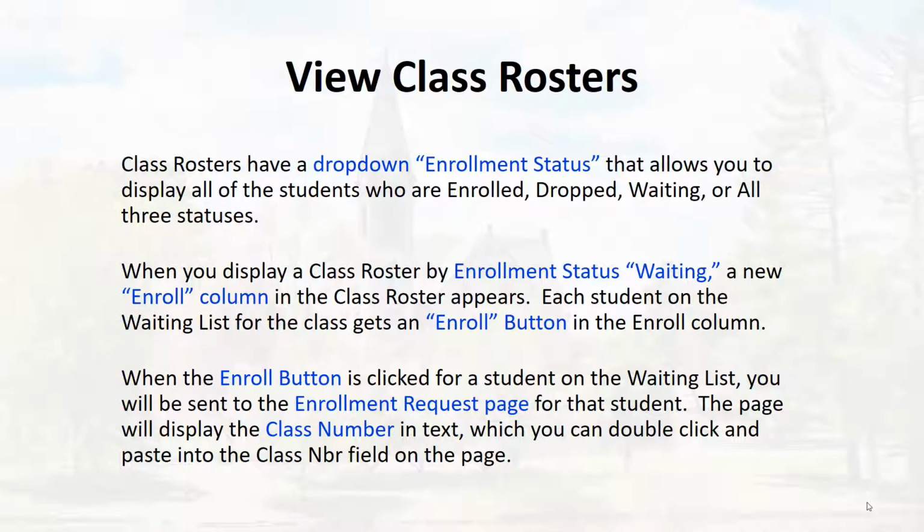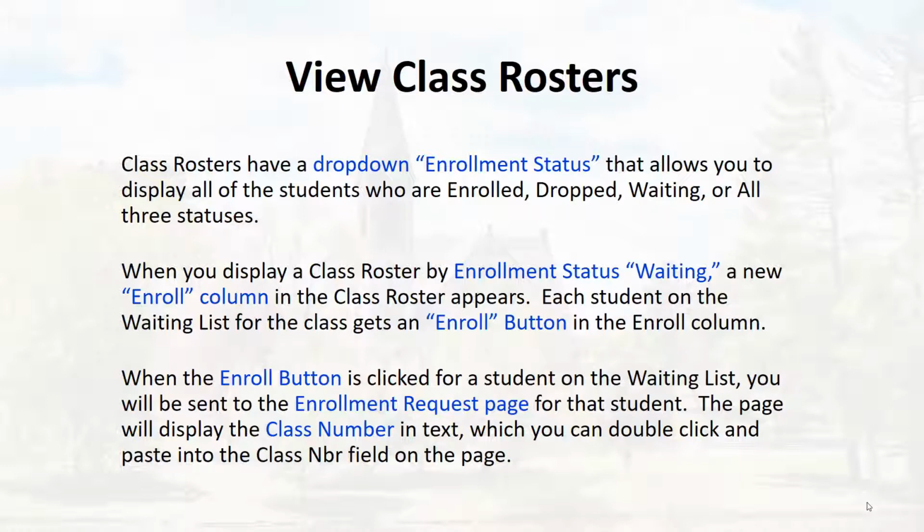View class rosters. The ability to view class rosters is something that now comes with SPIRE A, but I wanted to touch on it briefly in SPIRE B because there are a few connections between enrollment requests and class rosters, including some interesting functionality related to the waiting list. Class rosters have a drop-down titled Enrollment Status that allow you to display the students in the class who are enrolled, dropped, waiting, or all three statuses at once.